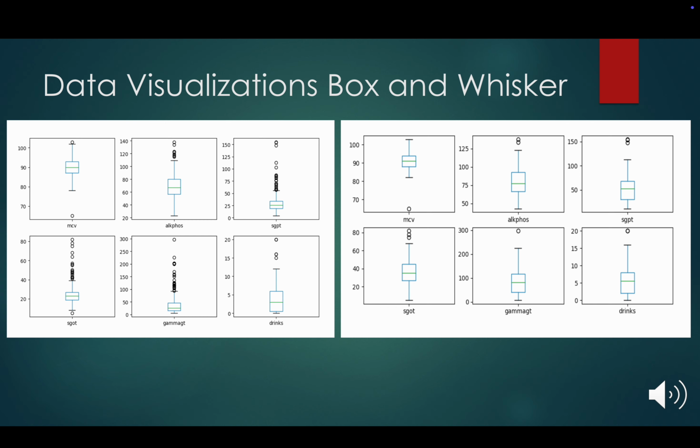And here on the box and whisker plot, these circles indicate the outliers, and the extreme outliers should be removed. It's okay to have some that are kind of close to those lines. And this gives you an idea of where the mean is and how many outliers there are within each feature.